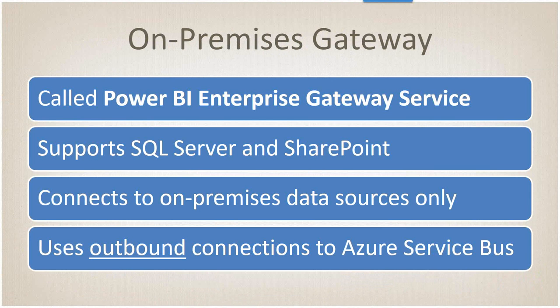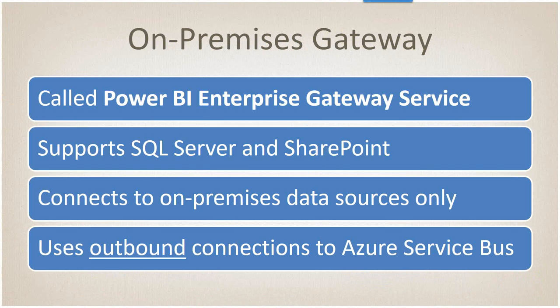So the on-premises gateway is called the Power BI Enterprise Gateway Service. If you look in your services on your server, that's what you see. You actually get this installation package, which is a self-installing executable. You run that on your connection server, and it will install this Windows service that you can configure. Currently, it only supports talking to SQL Server and SharePoint, and again, it will only speak to on-premises. So you can't use this service to speak to another online service. We have to worry about things like that.